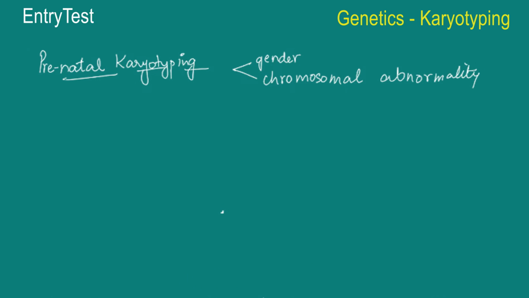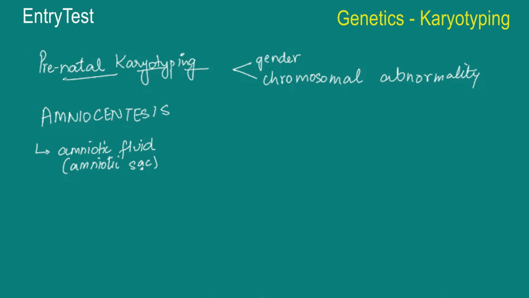There are basically 2 methods that you need to know. One is amniocentesis. In amniocentesis, a needle is inserted through the abdominal wall and cells are taken from the amniotic fluid, which is present in the amniotic sac around the fetus. This amniotic fluid contains the fetal cells that can be taken, and this is usually done at the 16th week of pregnancy with a slight chance of miscarriage, which is about 0.5%.